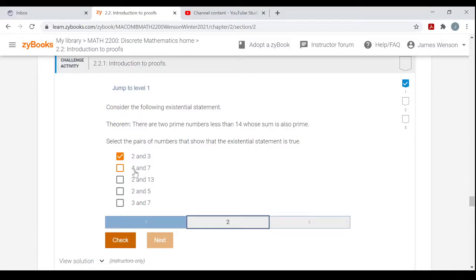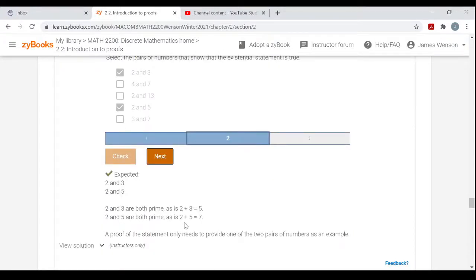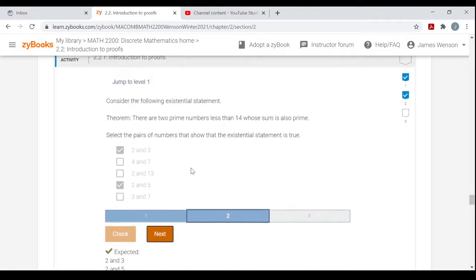4 and 7. Now 4 is not prime, so no use in that one. 2 and 13 are prime. They're less than 14. Their sum though is 15, which is not prime. 2 and 5, those are prime. They're less than 14. And when you add them up, you get 7, which is also prime, so 2 and 5. 3 and 7 are prime. They're less than 14, but when you add them up, you get 10, which is not prime. So just those two.